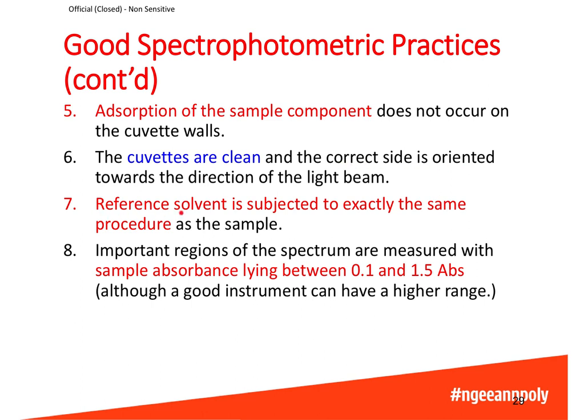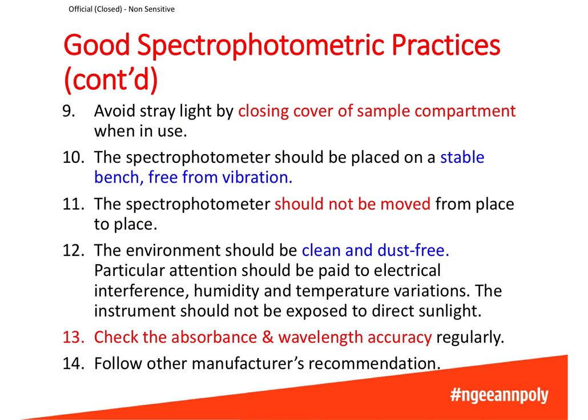Cuvettes must be clean and the correct side must be oriented towards the direction of the light beam. For the blank or the reference solvent, it must also be subjected to exactly the same procedure as the sample. We should also aim for the absorbance of the sample to be between 0.1 and 1.5. To avoid stray light from getting into the detector, we must always close the cover of the sample compartment when we are using the spectrophotometer.